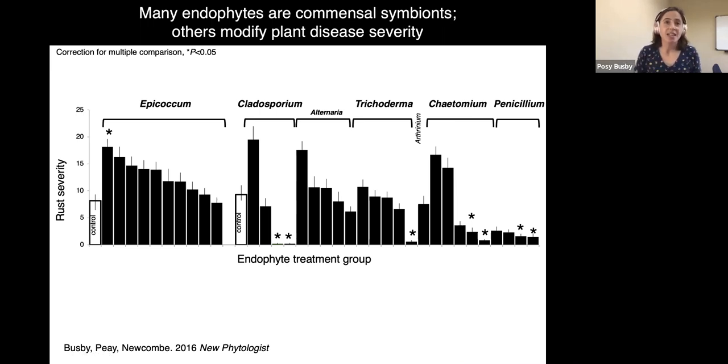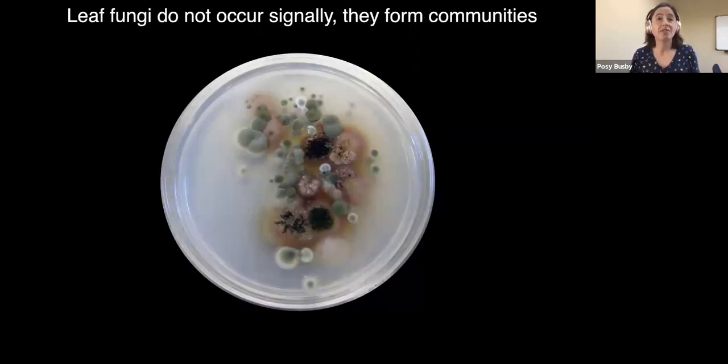But this study, and really most studies of leaf endophytes, focus on endophytes individually and test their ecological functions individually. And this is so despite the fact that leaf fungi don't occur singly. They form complex communities. So what you're looking at here is actually a leaf imprint on rich media on this Petri dish here. You can see all sorts of different fungi that are growing out from the leaf onto the media.